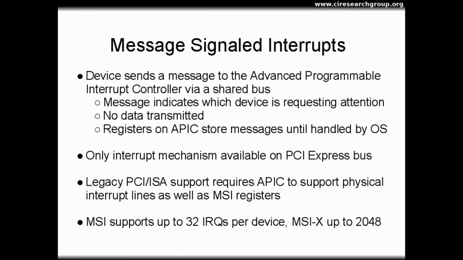If the CPU has to be involved in the operation of sending or receiving information, then the CPU actually has to contact the device, in other words, poll it directly. There is a way around this called direct memory access, or DMA transfers, which are used extensively on PCI Express devices. The register on the APIC stores the request for attention until such time as the operating system handles the interrupt request, and then that message is cleared from the APIC.